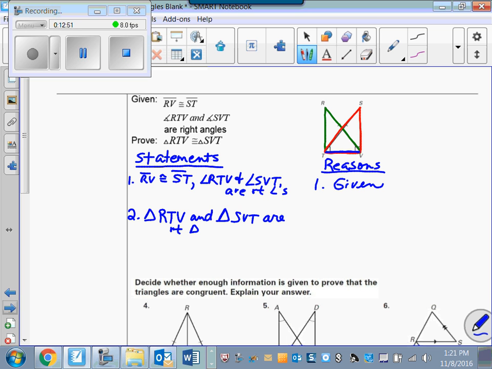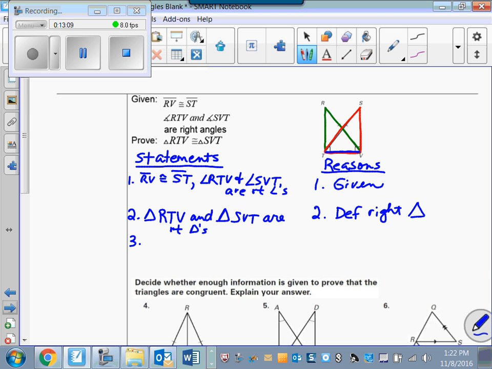Remember, that was one of the conditions on the previous page we said had to be met before we could use HL. So, how do I know that? That's the definition of a right triangle. A triangle that contains a right angle. Definition of right triangle is how I know those are right triangles.